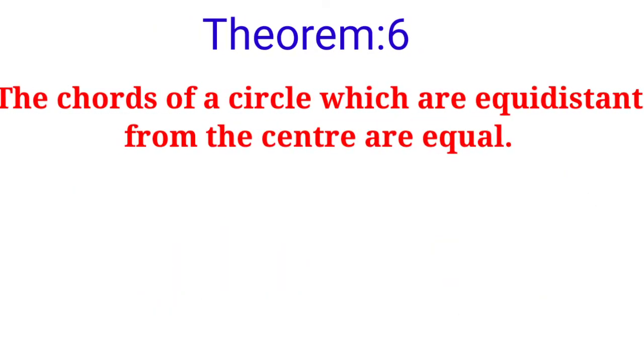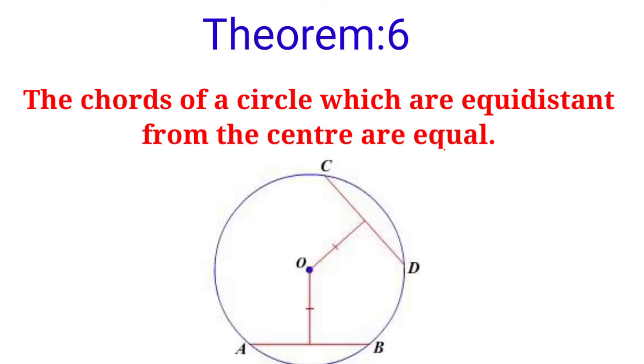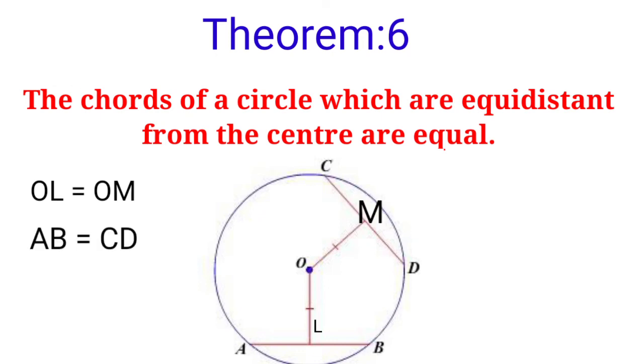Again, the next theorem is the converse of this theorem: chords of a circle which are equidistant from the center are equal. It means AB and CD are two chords of a circle. OL is perpendicular to AB and OM is perpendicular to CD, such that OL is equal to OM. It is given that OL is equal to OM, and we have to prove that the given chords are equal. It means AB is equal to CD.